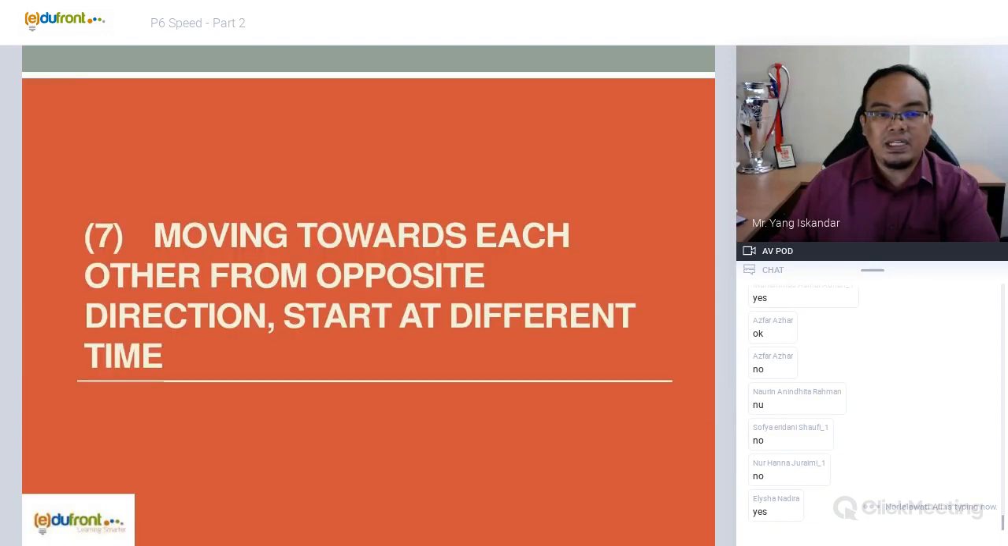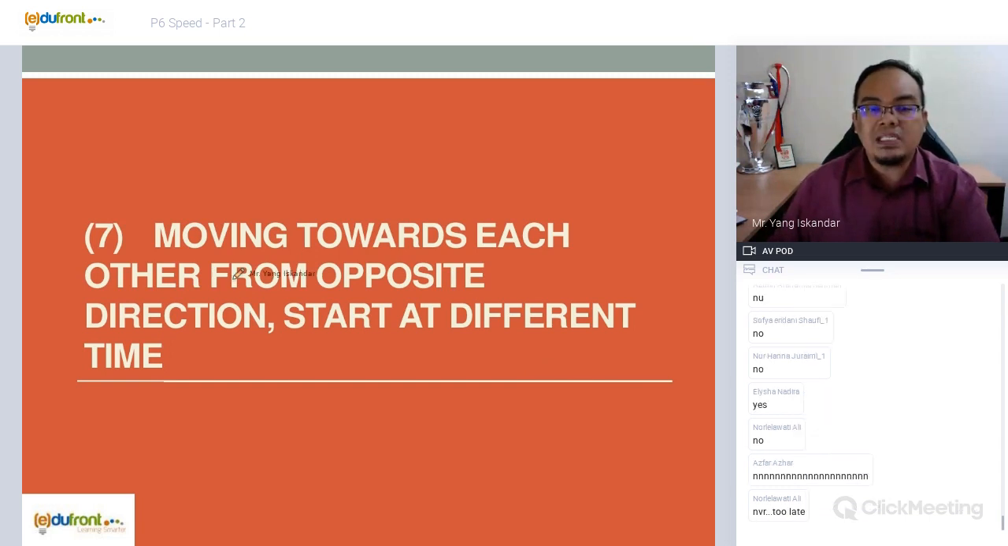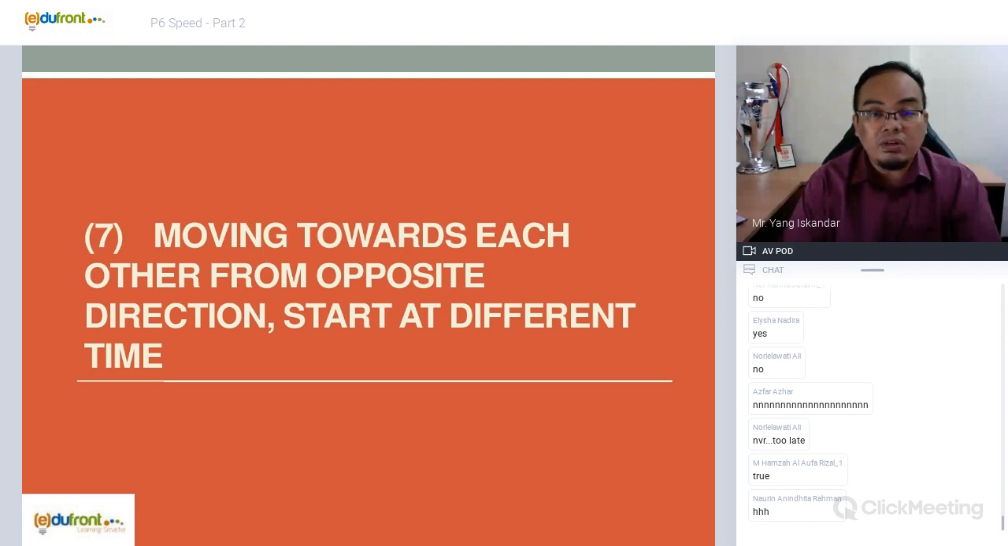Next type of speed question. Type number 7. What is type number 7? Type number 7 is moving towards each other from opposite directions but starting at different times. This one is a little bit more challenging. Just now, it started at the same time, right? 8 a.m. But now we start at different times. We don't know. It could be one at 8 a.m., the other at an unknown time.